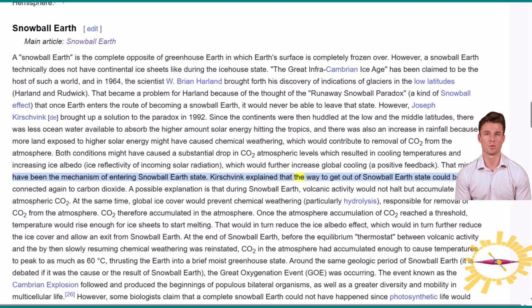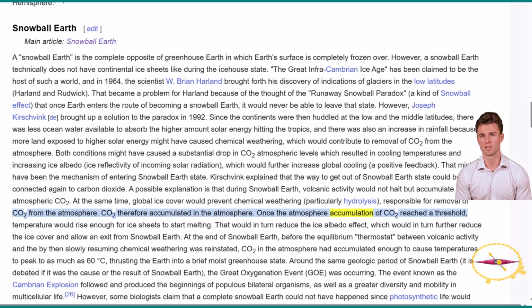Kirschvink explained that the way to get out of snowball Earth state could be connected again to carbon dioxide. A possible explanation is that during snowball Earth, volcanic activity would not halt but accumulate atmospheric CO2. At the same time, global ice cover would prevent chemical weathering, particularly hydrolysis, responsible for removal of CO2 from the atmosphere. CO2 therefore accumulated in the atmosphere.